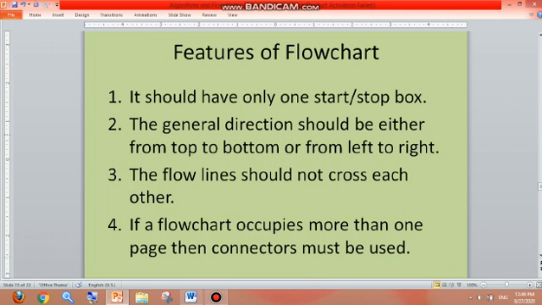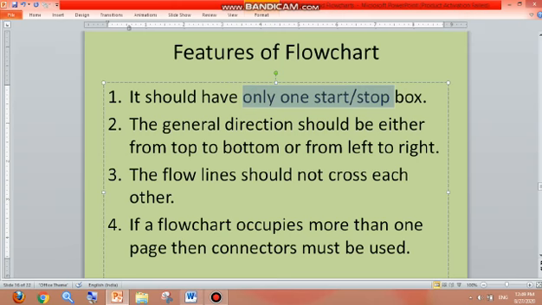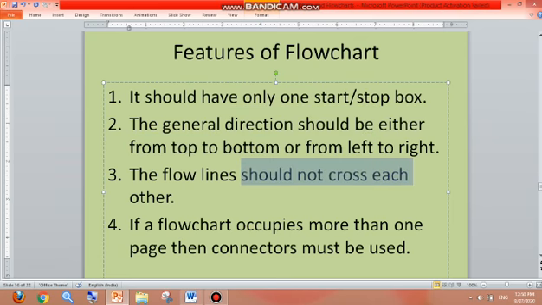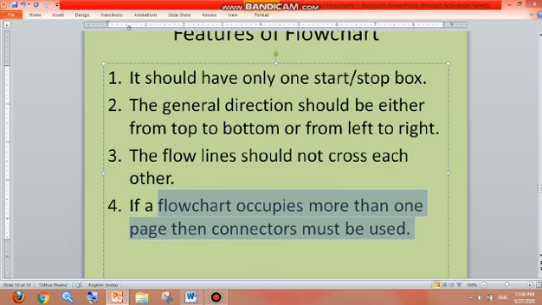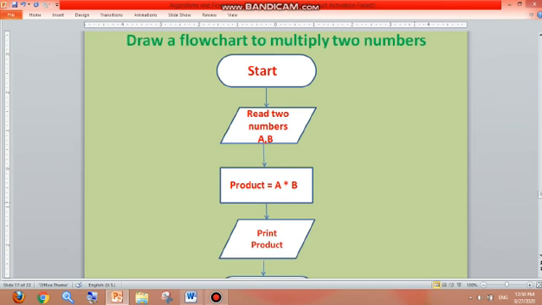Before making the flowchart, let us understand what the features of a flowchart should be. Number one, it should possess only one start and stop box. The direction of the flow lines should be either from top to bottom or from left to right. The flow lines should not cross each other, and if a flowchart occupies more than one page, then connectors must be used. Okay children, so let us start with the first flowchart.